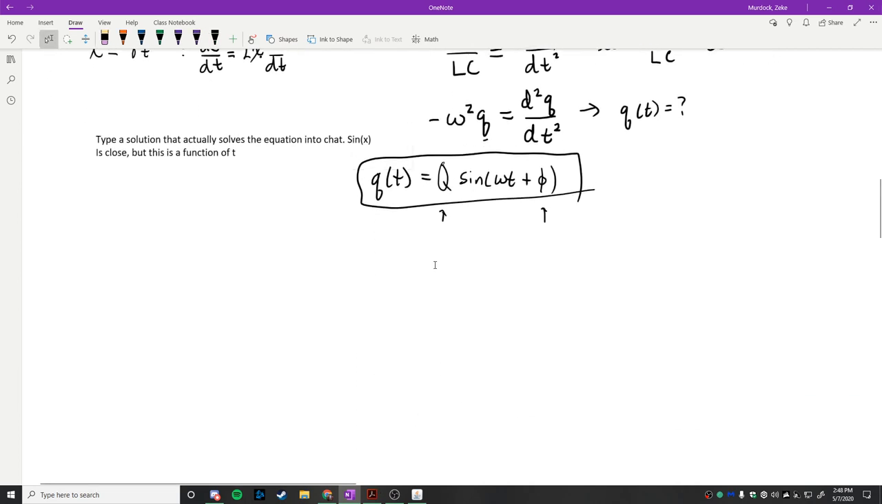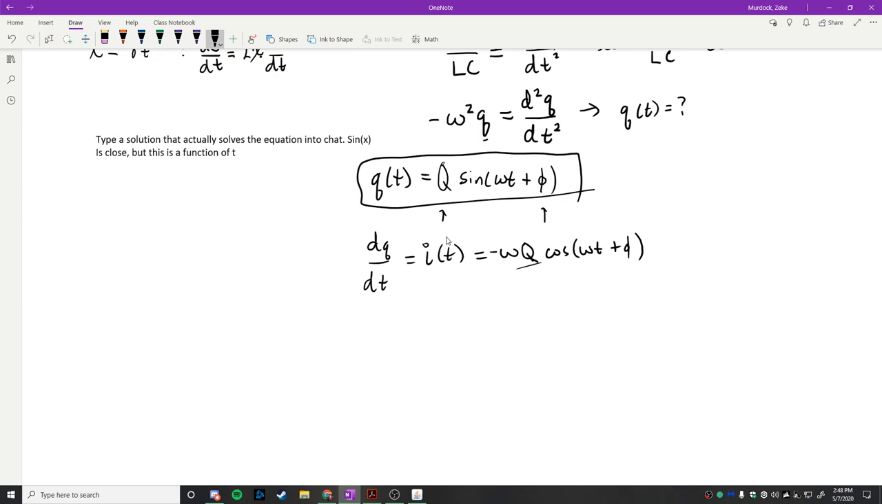So that represents the charge as a function of time in the system. If you want to take the derivative of this, you can find the current as a function of time. The current as a function of time is just going to be omega times a negative sign times q multiplied by the cosine of omega t plus phi. Again, phi is just a phase shift. It's not really that important. It just means that you can shift the beginning back and forth.